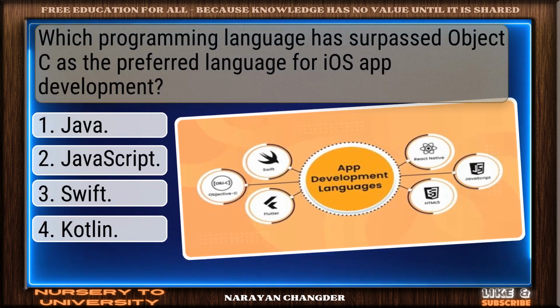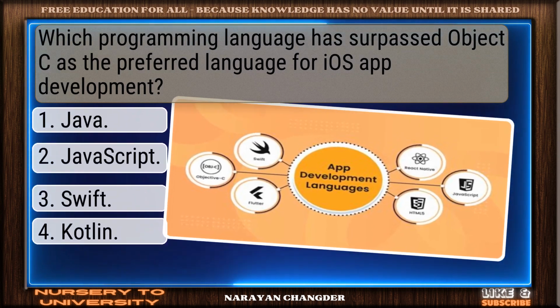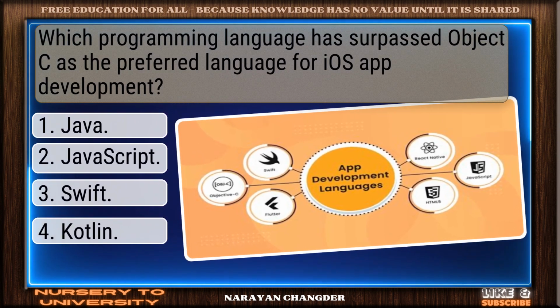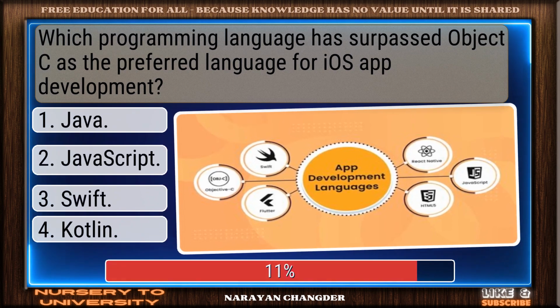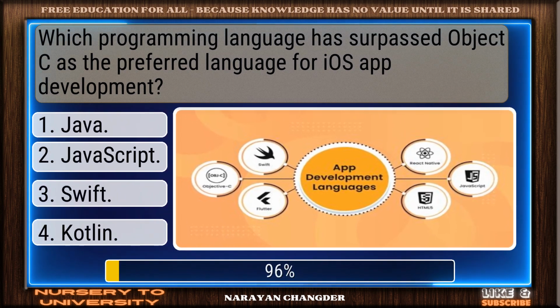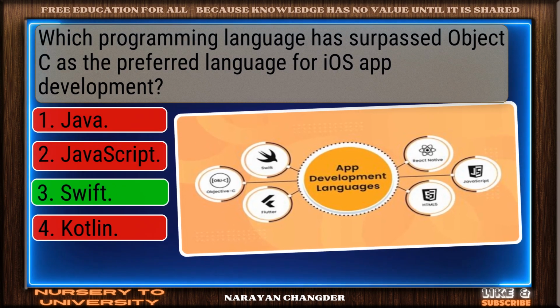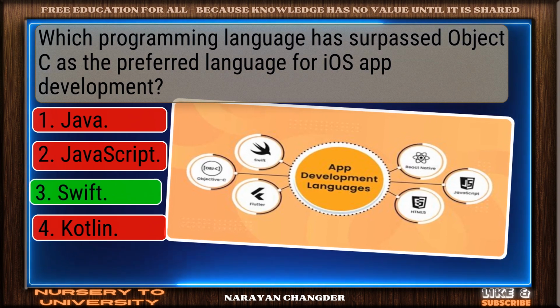Question number 18. Which programming language has surpassed Objective-C as the preferred language for iOS app development? Solid response. Swift is a valid choice.